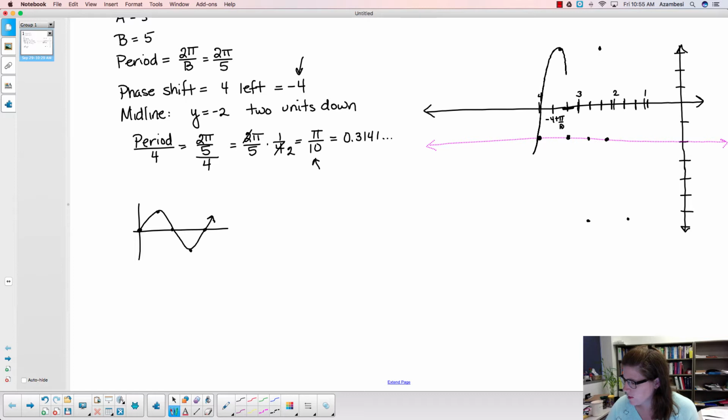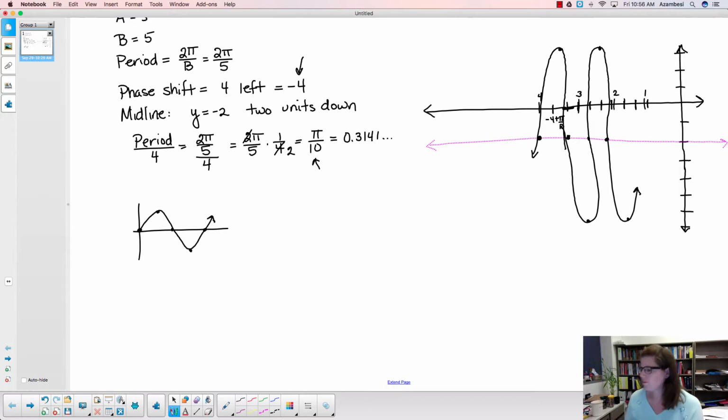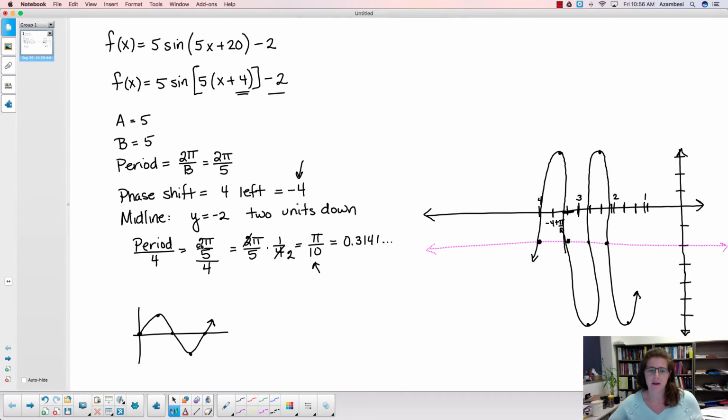So this thing is really squished. And it would continue on. So again, we're moving pi over 10 units every time that we make a mark, and our phase shift is 4 in the left direction. So this is the basic graph of the thing. Very, very, very steep. So looking at it, it is very steep.